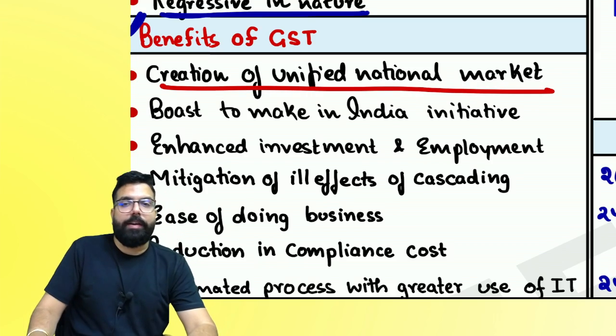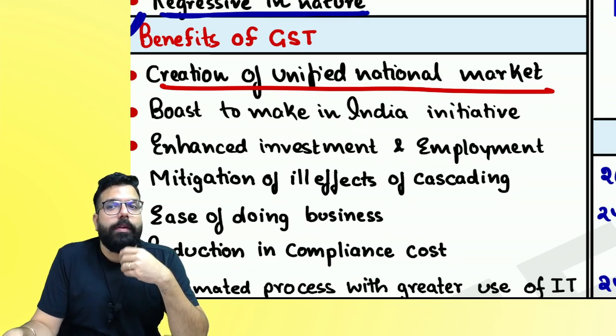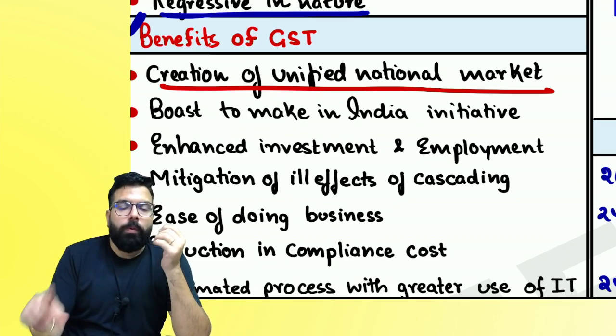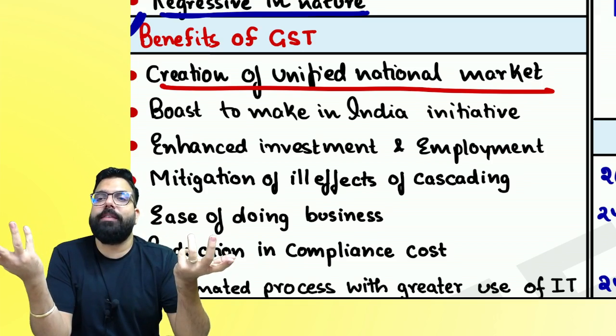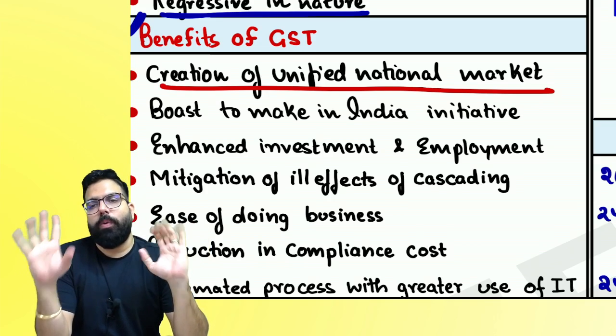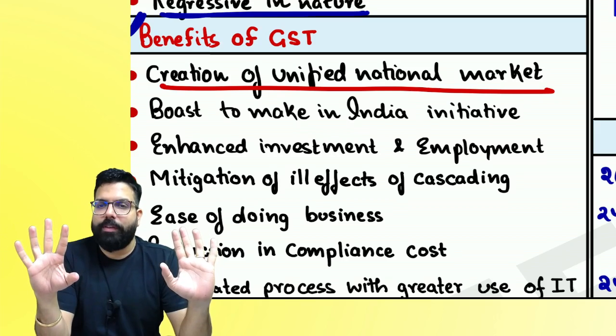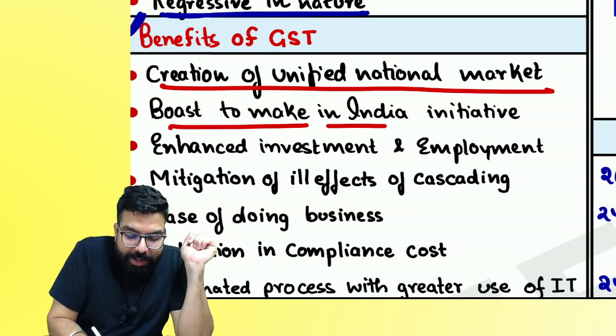Unified national market. What do you mean by unified national market? One nation, one market, one tax. What is that tax? GST. You buy from anywhere, you have to pay only one tax, which is known as what, everyone? Yes. Can I go ahead, everyone? Boost to Make in India initiative.